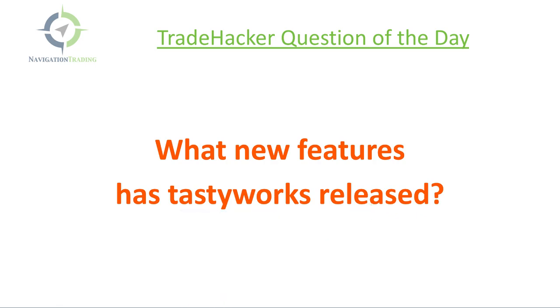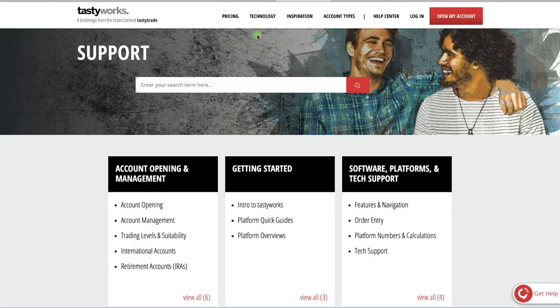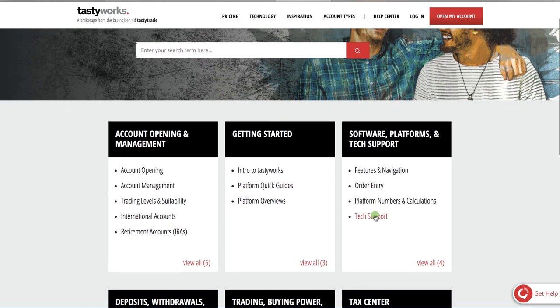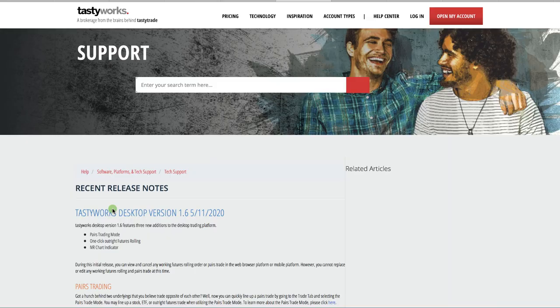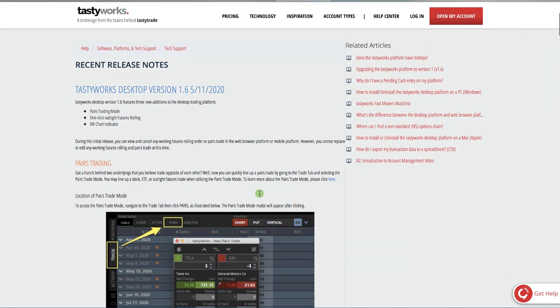If you want to keep up to date to see where these are released, just go to support.tastyworks.com. You'll come to this page here and then just click on tech support. And then you can click on recent release notes. So here's a quick summary.